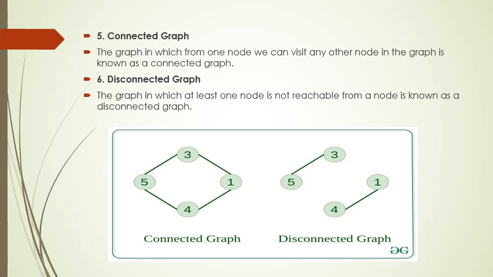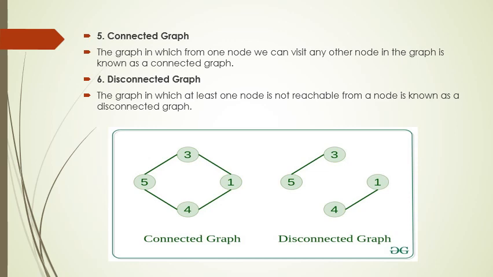Connected graph. A graph in which from any node we can visit any other node in the graph is known as a connected graph. Below we can see the diagram of a connected graph.